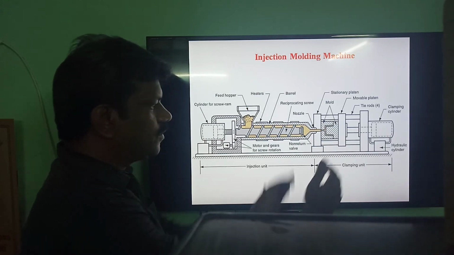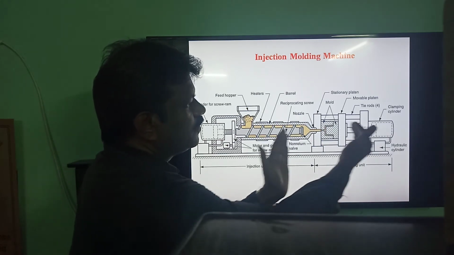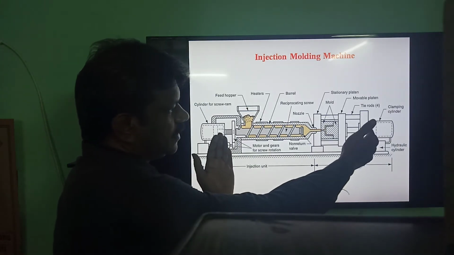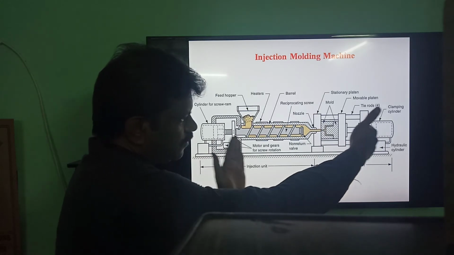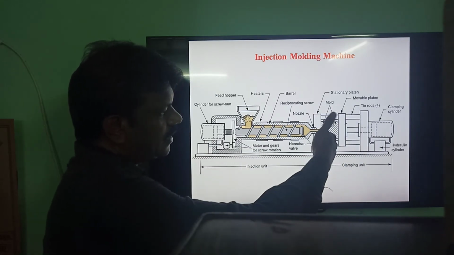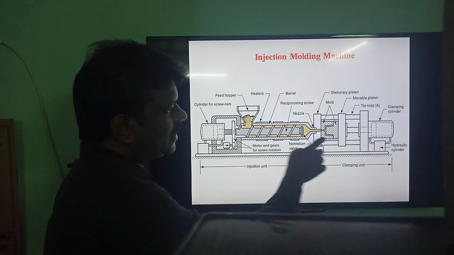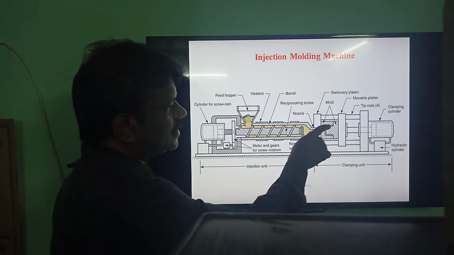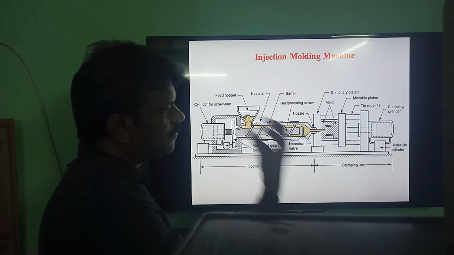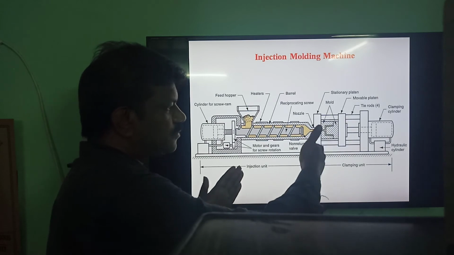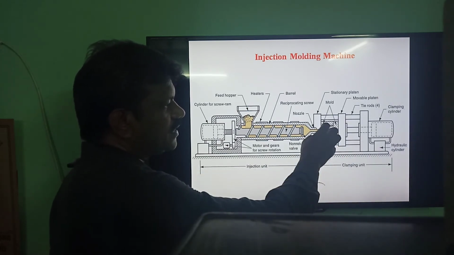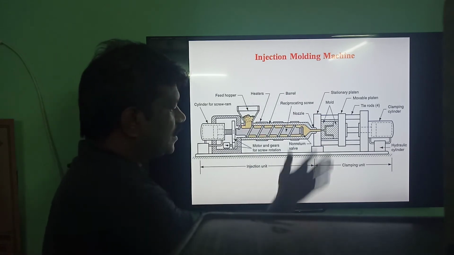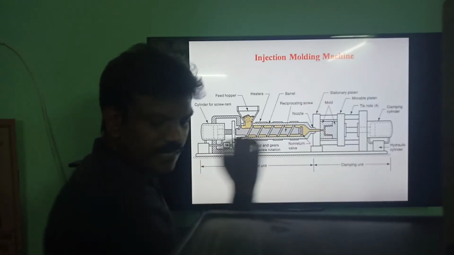Initially, the movable platen is moving in this direction. Therefore, there will be the opening. After that, it will be moving in this direction, so that it will be tightly clamped. Now there will be the mold cavity. Through this nozzle, the material is injected into the mold. Then after solidification, again the movable platen moves in this direction, so that the mold gets opened. Now the product is removed. This unit is called the injection unit, and this unit is called the clamping unit.